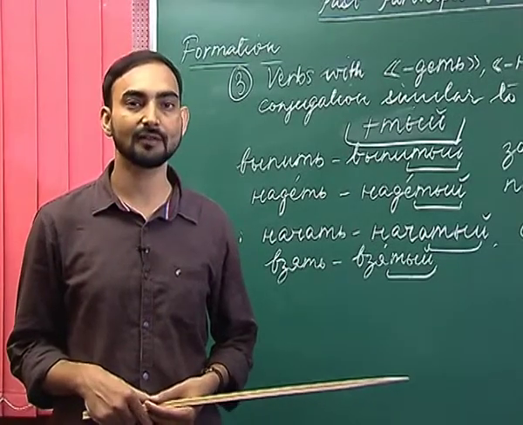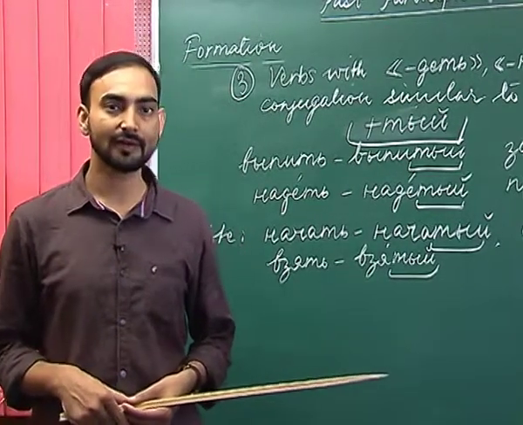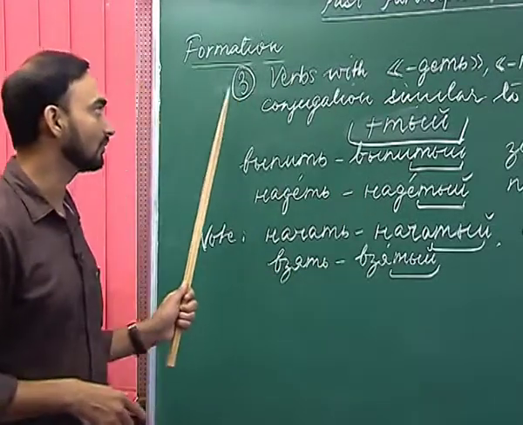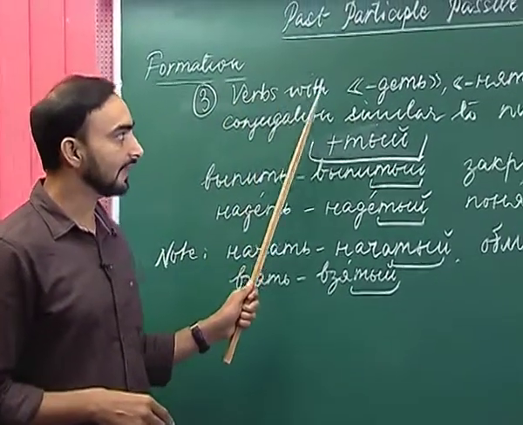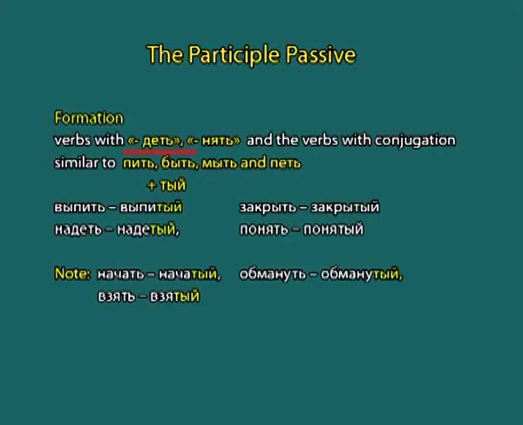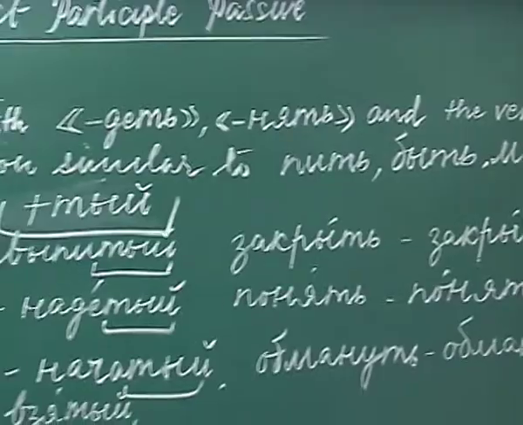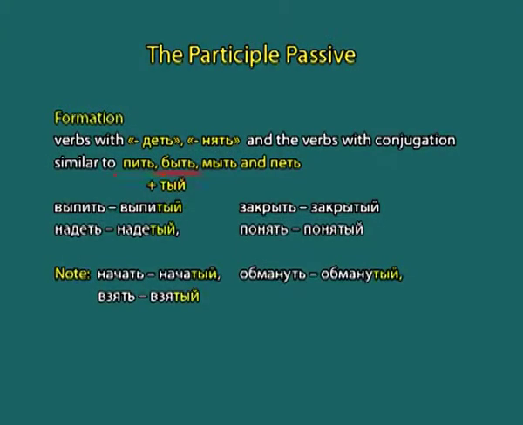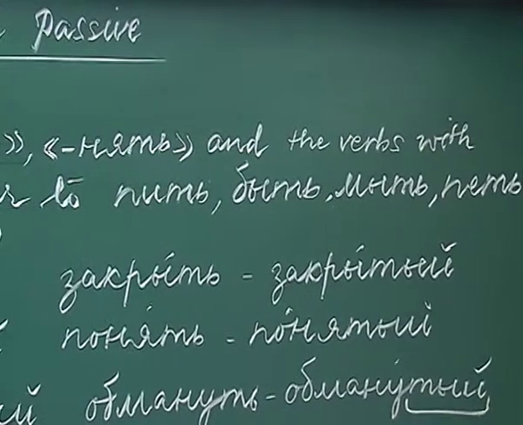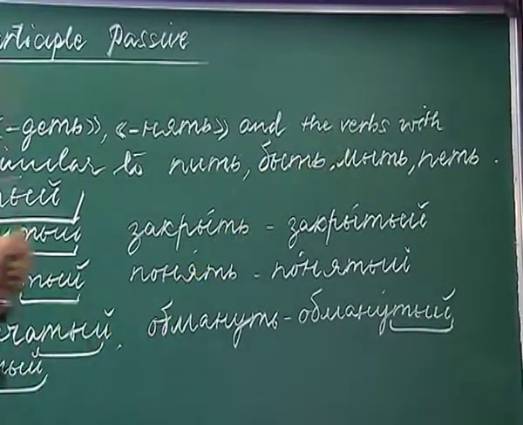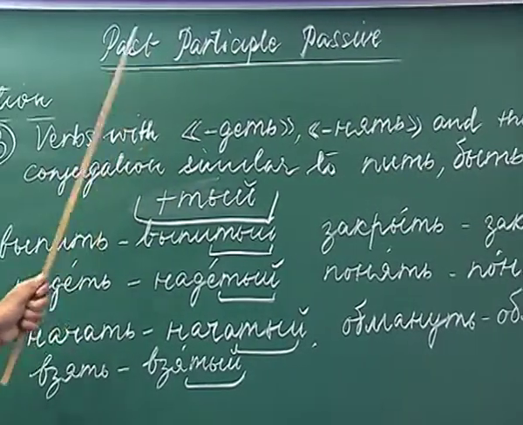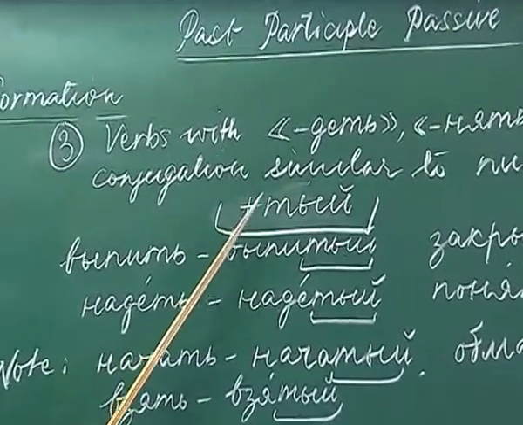We are discussing the past participle passive, their formation. We have already discussed two rules. Now we will discuss the third rule. To form the past participle passive, if we come across a verb with the ending jet, or nyat, and the verbs with the conjugation similar to peet, beet, meet, or peet, we have already done their conjugations. So, if we come across any verb with the conjugation similar to either peet, beet, meet, or peet, then we will form the past participle passive by adding the suffix te, ui, and ikratke.